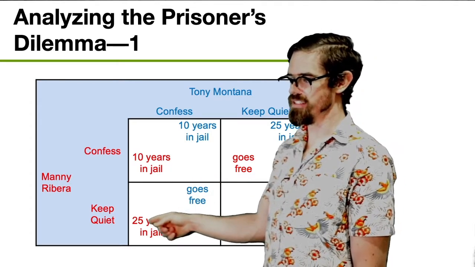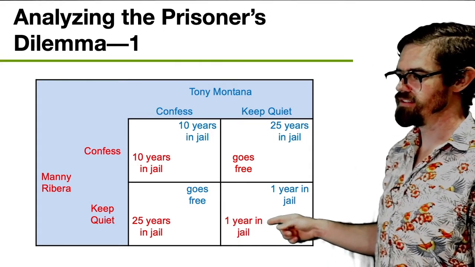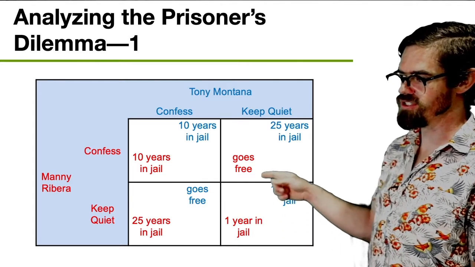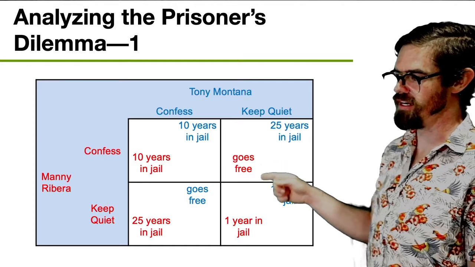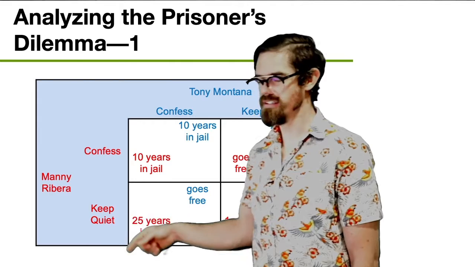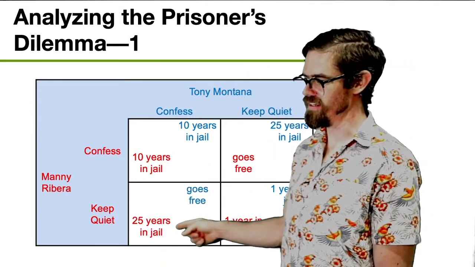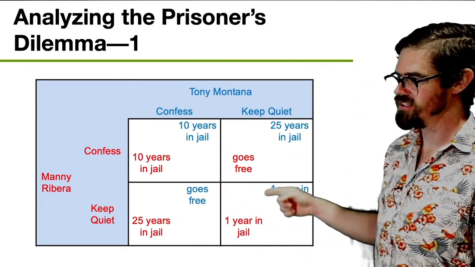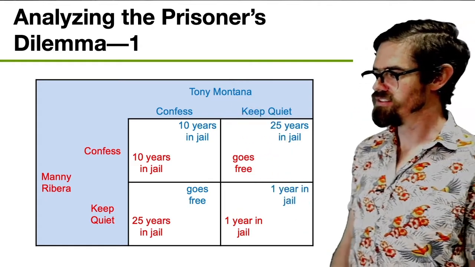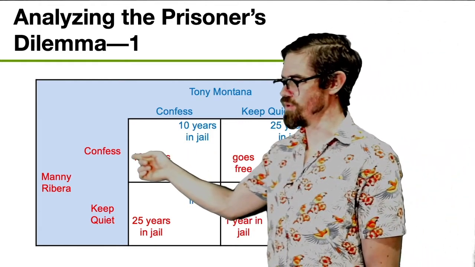Well, what if Manny is deciding he wants to stay quiet and Tony also stays quiet? Does he want to continue to keep quiet? No, in fact, he wants to switch to confess because going free is better than 1 year in jail. So as we can see, keeping quiet for Manny is dominated by confessing, because confessing is always better than keeping quiet in both cases, regardless of what Tony does, whether he confesses or whether he keeps quiet. So for Manny, the dominant strategy is to always confess.